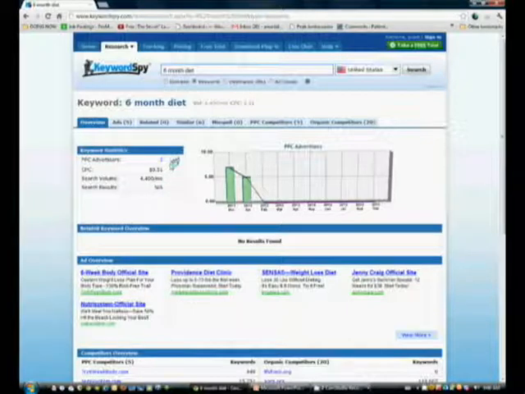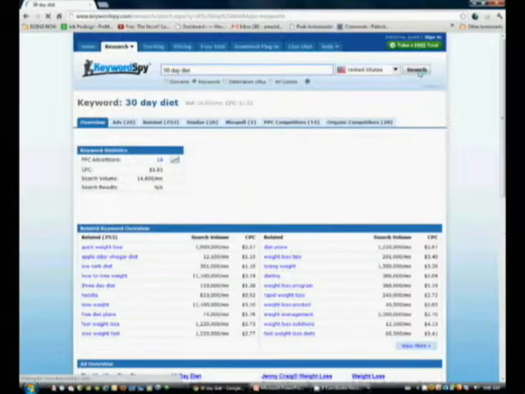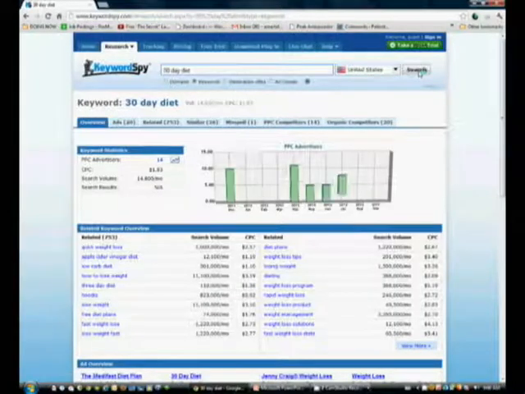So let's look at a different variation of this, a 30-day diet. Quick and healthy, right? 30-day diet, let's see. Okay, much better now. You see, there are 14 people paying for this topic, so it's above 10, so we're good there. They're paying $1.83, so that's good as well. And the search volume is just beautiful, 14,800 people.